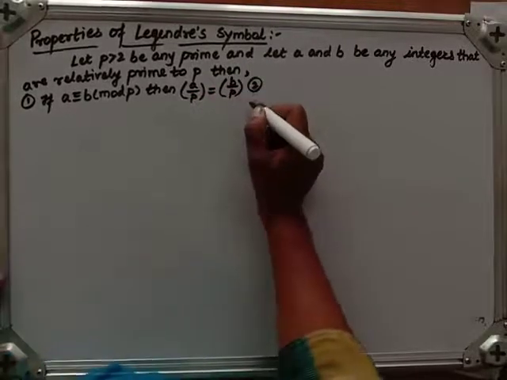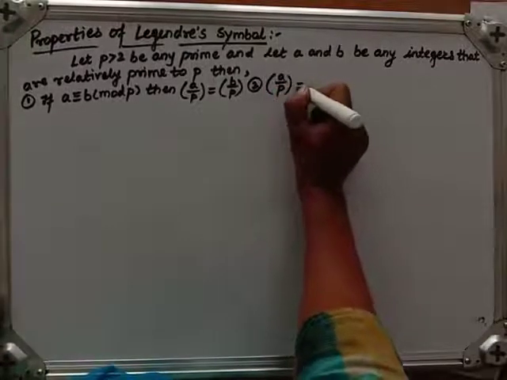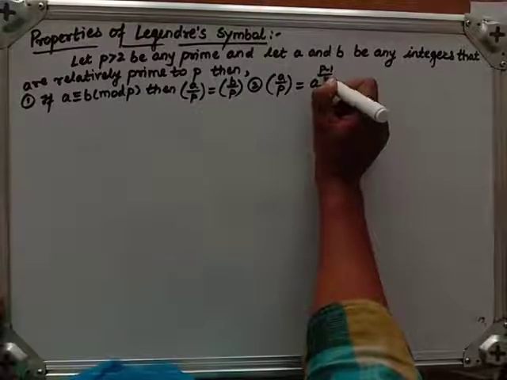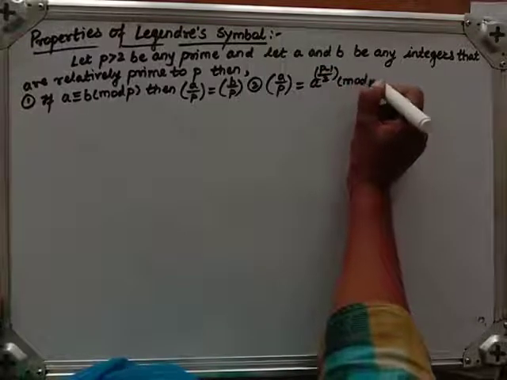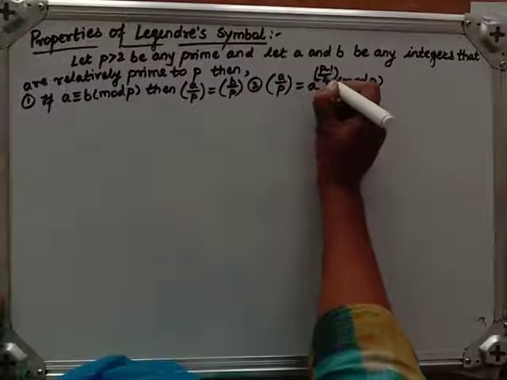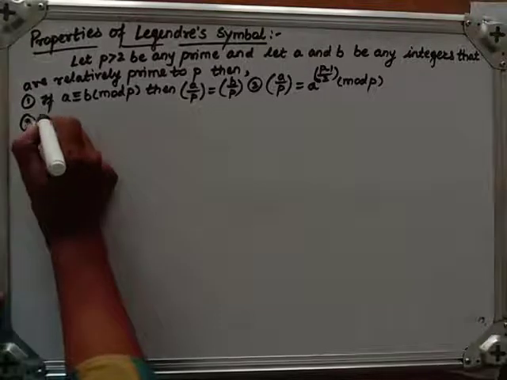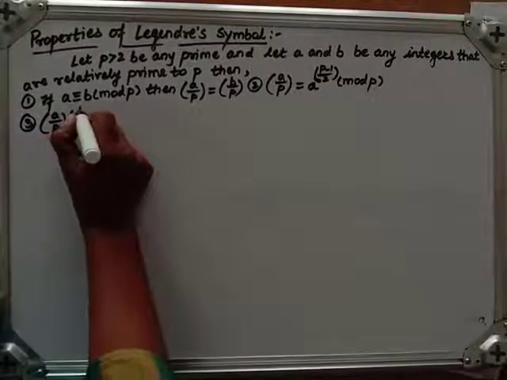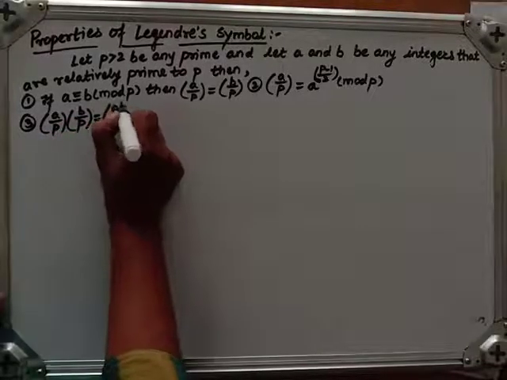Second, Legendre's symbol of a by p is the same as a raised to (p minus 1) by 2 modulo p. The third one, Legendre's symbol of a by p times Legendre's symbol of b by p is the same as Legendre's symbol of ab by p.